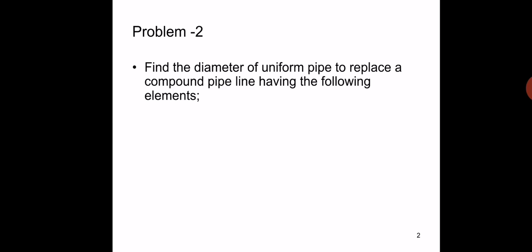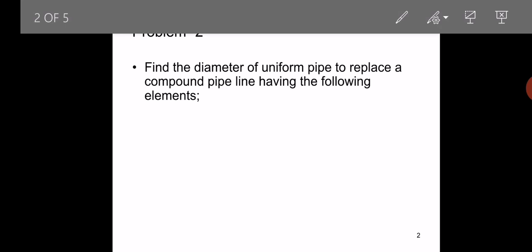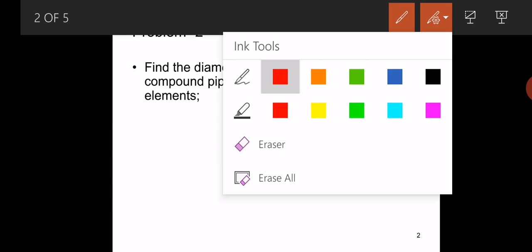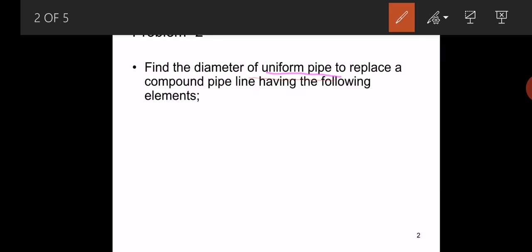Find the diameter of a uniform pipe to replace a compound pipe line having the following elements. Here, the diameter of the uniform pipe means this is the equivalent pipe. It is replaced with the compound pipe. So here the uniform pipe diameter becomes capital D or small d. The compound pipe diameters become D1, D2, D3, and so on.